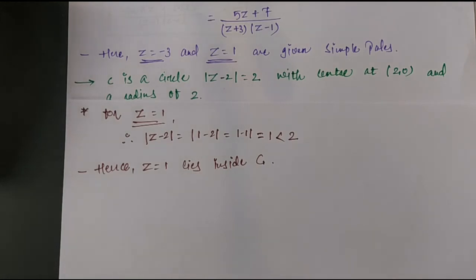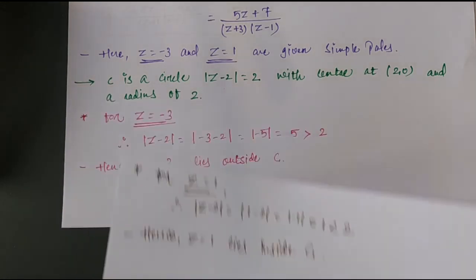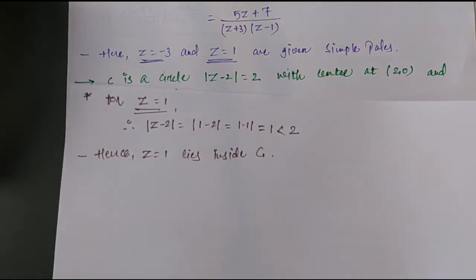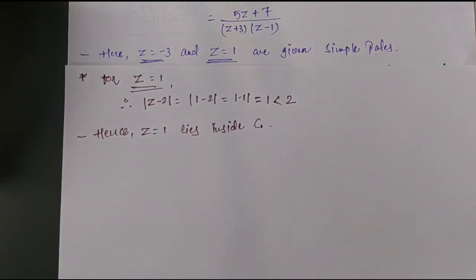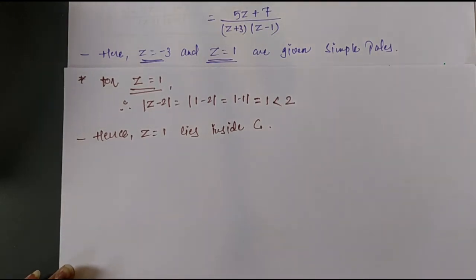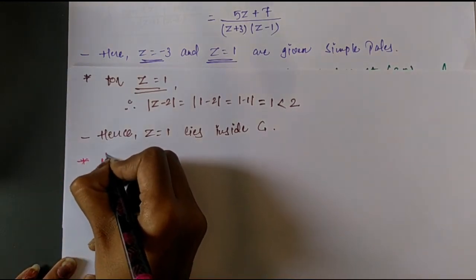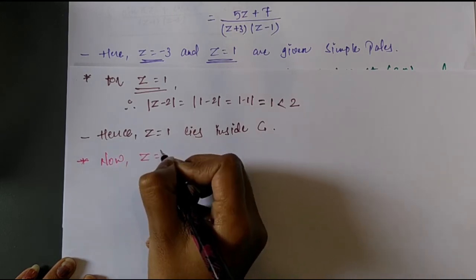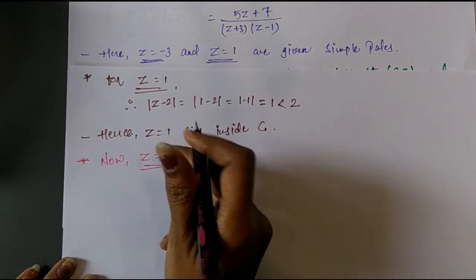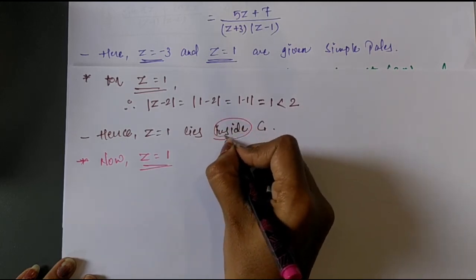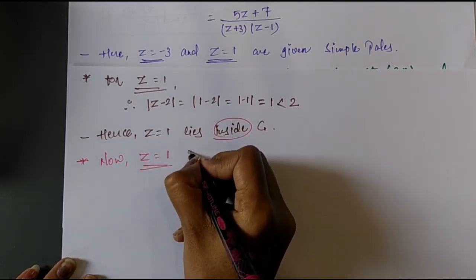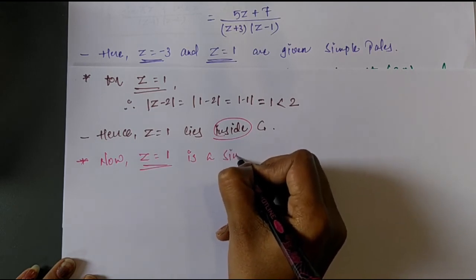Okay, and as you know, for the next step you have to just find the residue for the points in the inside part. Here you are getting one outside and one inside, but of the two you have to find the residue only for the inside part. So that's why now I'm going to write z equals 1, because this is coming inside. Okay, so z equals 1 is a simple pole.